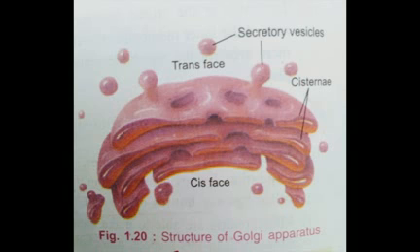Functions of lysosomes are extracellular digestion, that is, sometimes lysosome enzymes are released outside the cell to break down extracellular material. So they are known as digestive bags. Next function is digestion of foreign material. Lysosomes also destroy any foreign material inside the cell, such as bacteria. Third function is cellular digestion.